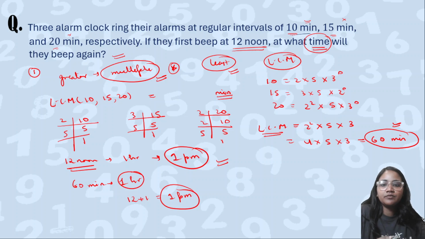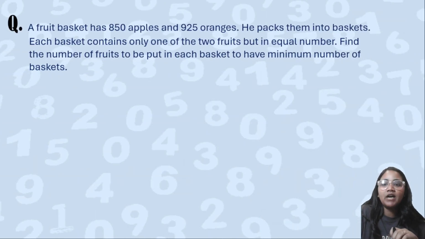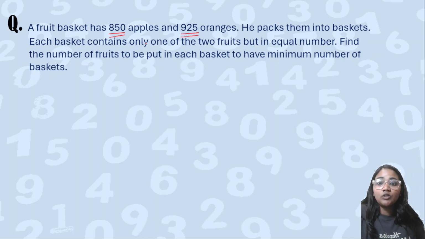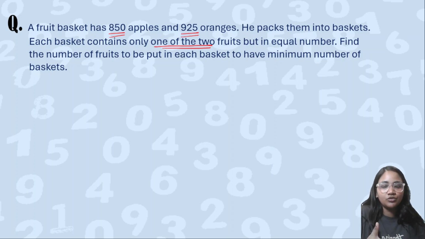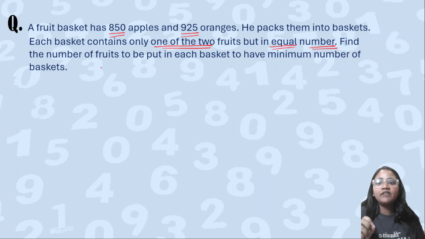Okay, next question, let's see. A fruit basket has 850 apples and 925 oranges. He packs them into baskets. Each basket contains only one of the two fruits, but in equal number. So each basket contains only one variety: if one basket has apples, then it has apples only, and if one basket has oranges, then it has oranges only. But each basket has an equal number of fruits. Find the number of fruits to be put in each basket to have the minimum number of such baskets.